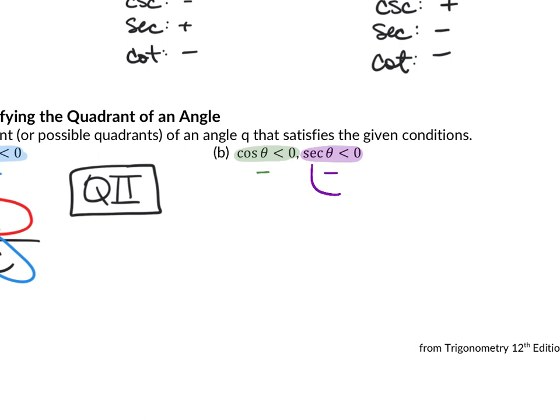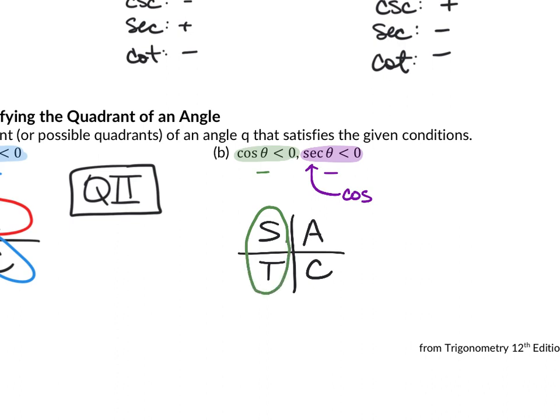What is secant the reciprocal of? Cosine. So when we go to do this information, if we do all-star trig class, we know that cosine is negative in these two quadrants, number 2 and 3. And then we know that secant, which is the reciprocal of cosine, is also negative in those two quadrants. So we couldn't nail it down to one based on the information we were given, so we answer with both. We say it is either quadrant 2 or quadrant 3.